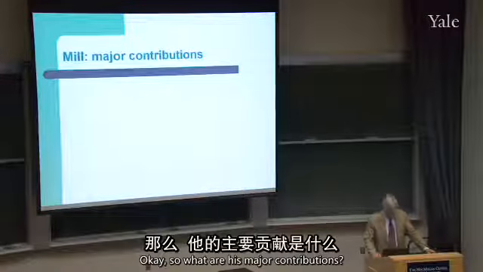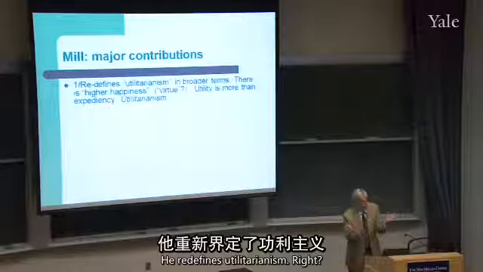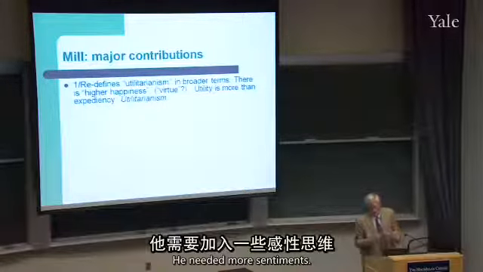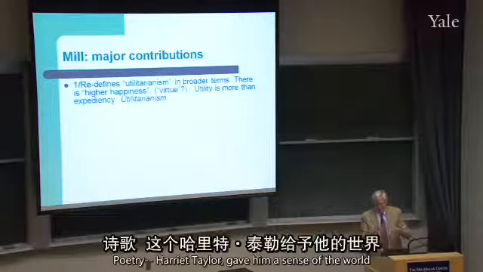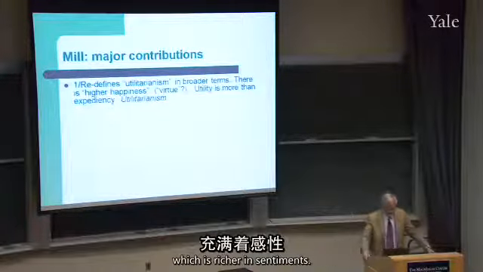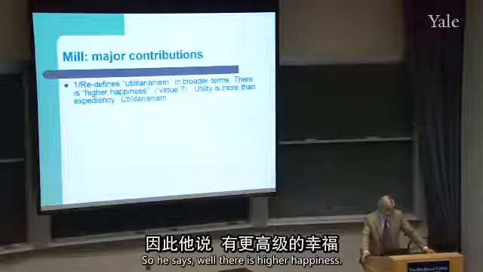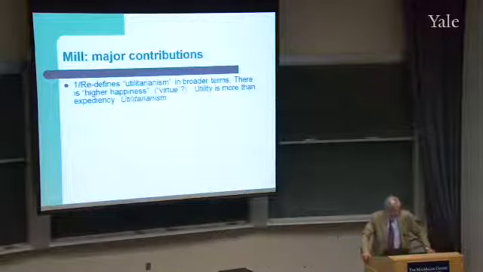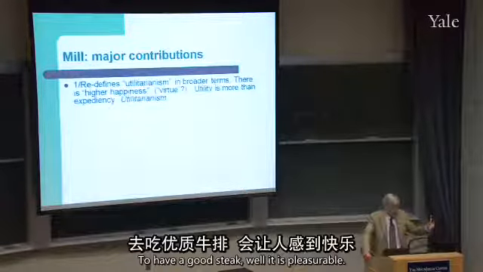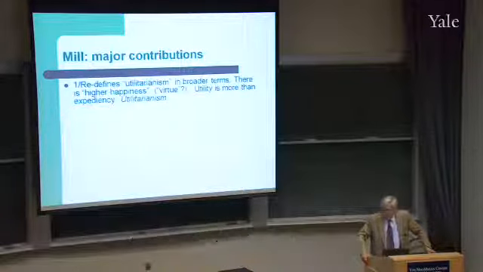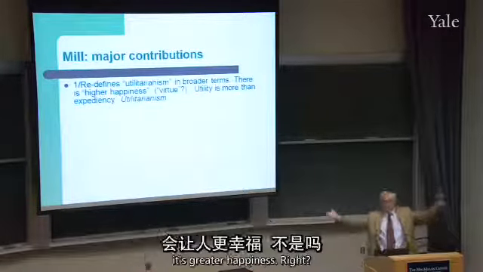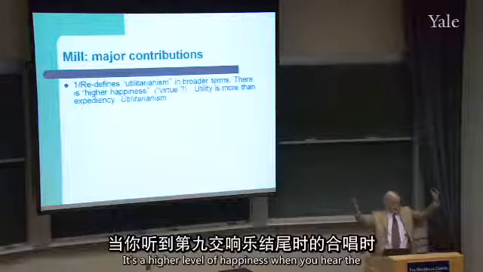Okay, so what are his major contributions? He redefines utilitarianism. As I said, he felt it was too cold. He needed more sentiments, poetry. Harriet Taylor gave him a sense of a world which is richer in sentiments. So he says, well, there is higher happiness and there is a lower level of happiness. To have a good steak is pleasurable, but to listen to the Ninth Symphony of Beethoven is greater happiness. It's a higher level of happiness.